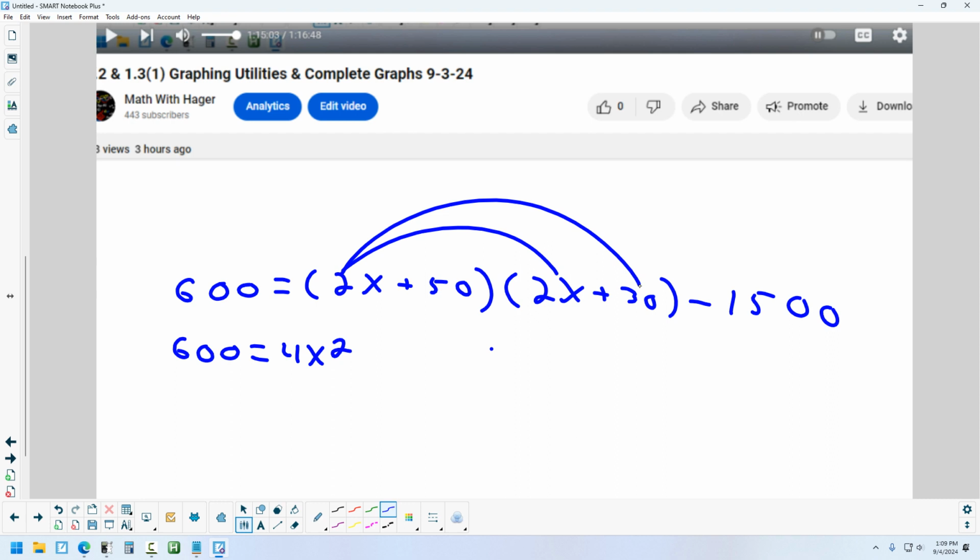Okay. 2x times 30 is how much? 2x times 30? That would just be 60x. 60x. James, 2x times 50? 2x times 50 is 100x. 100x. Okay. And Brett, what about 50 times 30? 1,500. 1,500.